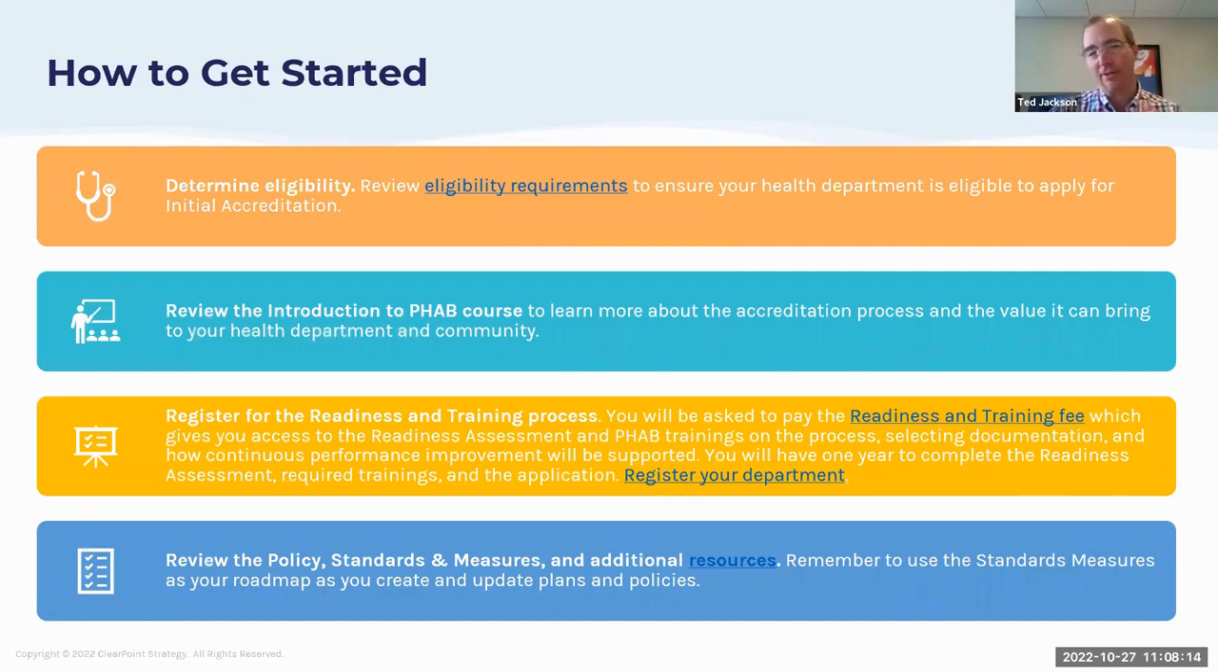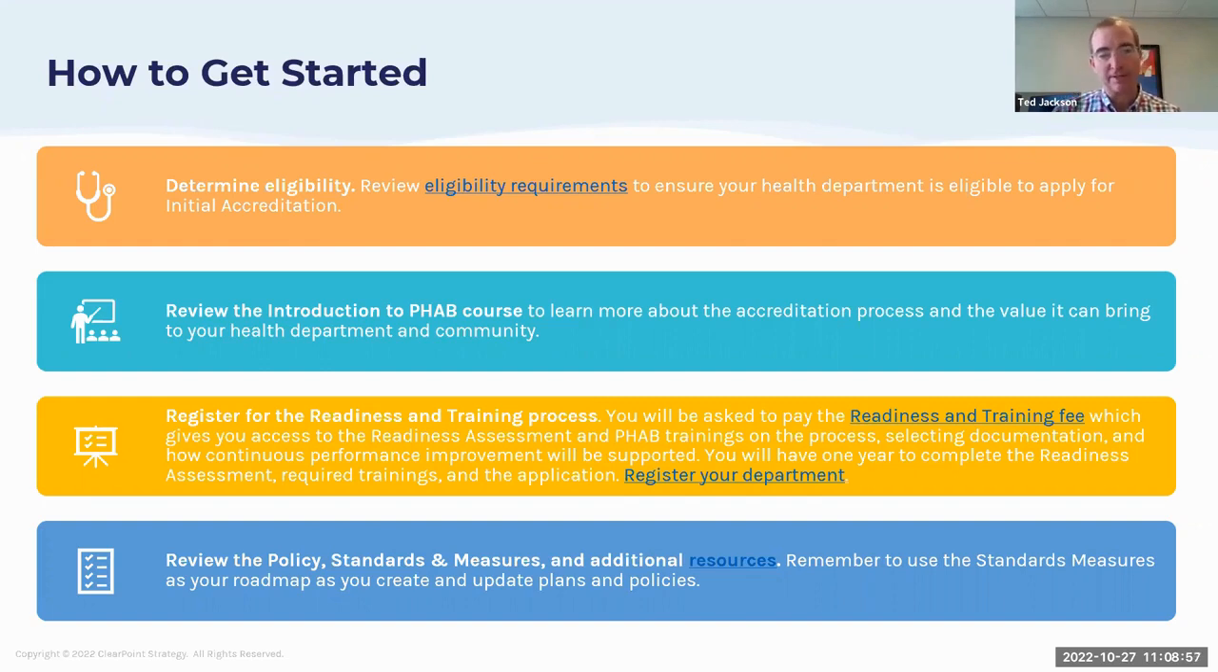would get started. You'd go to the PHAB website. You would review your eligibility requirements. There's then an introduction to PHAB course to learn more about the process, so you're totally aware of the process overall. And then you register for this readiness and training process, right? So you will go through and say, what does it take to be accredited? How do we make sure that our organization is ready? How do we understand what documentation is required? And how we track continuous improvement.